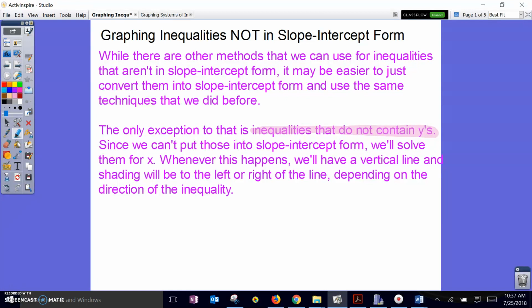And those inequalities that we can't put in slope-intercept form, we'll solve them for x. Anytime we have an inequality where it's just x is greater than some number or x is less than or equal to some number, that's going to produce a vertical line. And instead of shading above or below based on the direction of the inequality, we're going to shade to the left or the right, depending on the direction of the inequality. Outside of that, we're going to put them in slope-intercept form and graph using techniques that we've had before. But when we don't have a y in there, we're going to end up with a vertical line. And we'll do that in the very first example here.